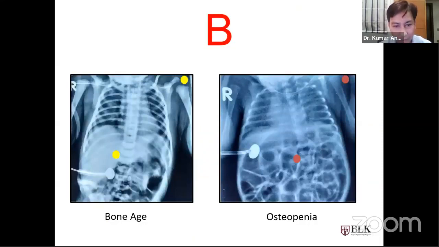So B is meant for bone maturation, or sometimes we also look for osteopenia. For bone maturation, we either look at the knee joint or femur, or most of the time, because that part is not included in our routine X-ray, we look at the proximal humerus. So compare this proximal humerus with this X-ray and the red bar.